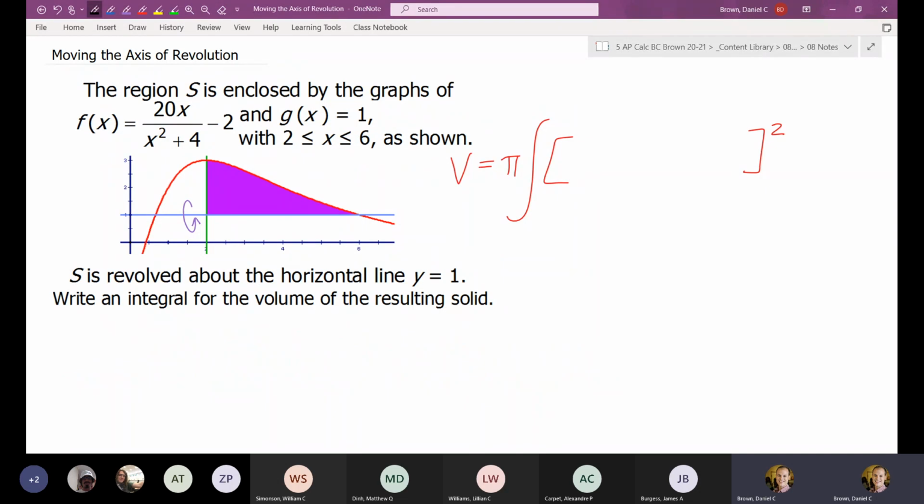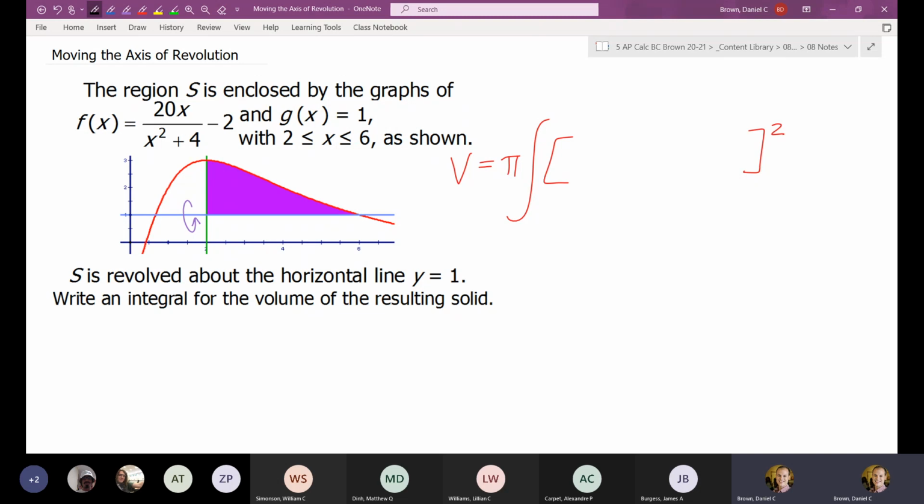So we have this region S. It is bounded by the graph of f of x, which is that rational function you see in red, and then g of x, which is the line y is equal to 1. Don't need to worry about finding the intersection points because it does tell you that this region is starting at 2 and ending at 6. Again, they didn't give you those, and you would have to find those intersection points.